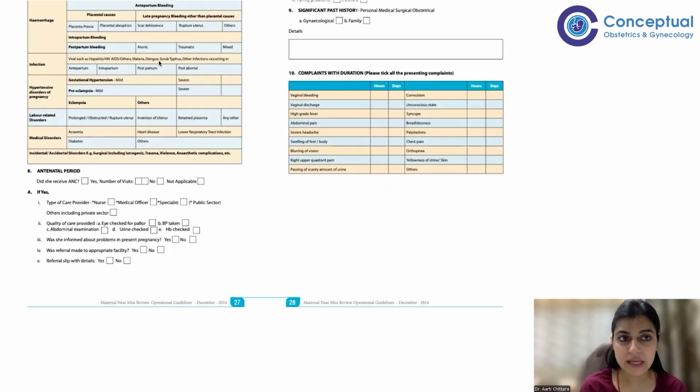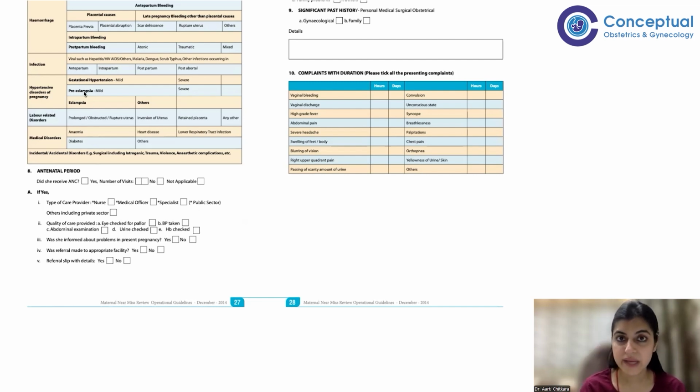So you have to fill in these conditions: whether she had hemorrhage, and was it because of some placental cause, late pregnancy bleeding other than placental causes, scar dehiscence, rupture uterus, other causes, intrapartum bleeding, postpartum bleeding. What is the cause of the postpartum bleeding she had, was it atonic, traumatic or mixed? Whether the woman had infection, such as pre-existing infection which got worsened, like HIV, AIDS, malaria, dengue, scrub typhus or other infections, whether it was in the antepartum, intrapartum, postpartum or post-abortive period.